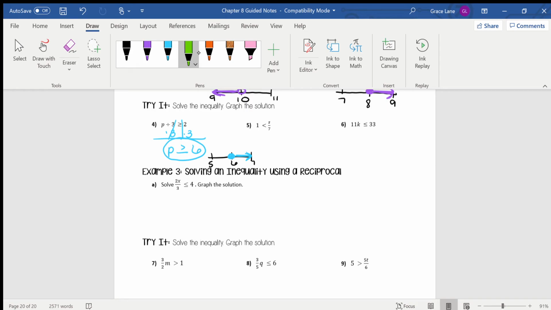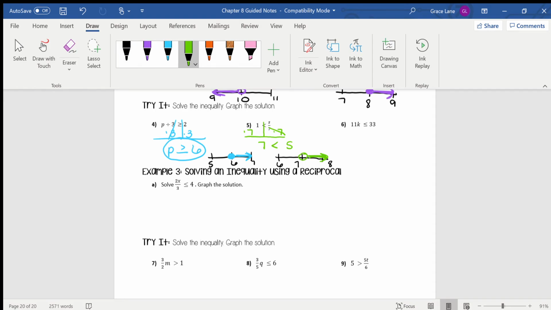Number 5. S divided by 7 is what that really says. So the opposite of divided by 7 would be times 7. 1 times 7 is 7. And then you would say less than S. So 7 is less than S. That means that S is really greater than 7.